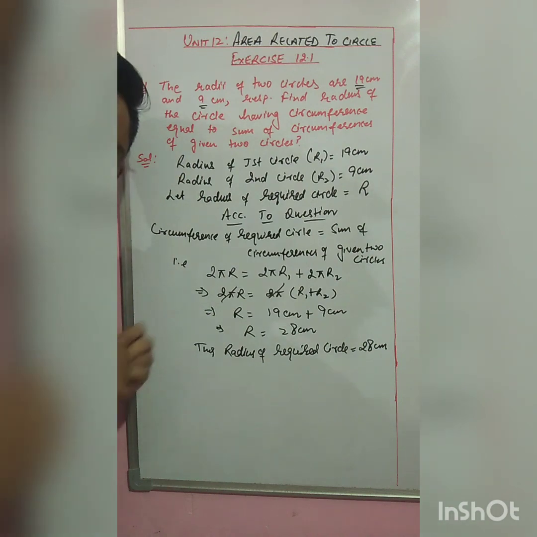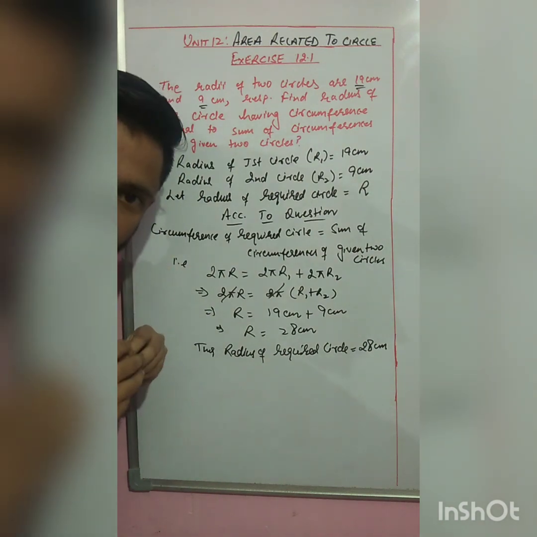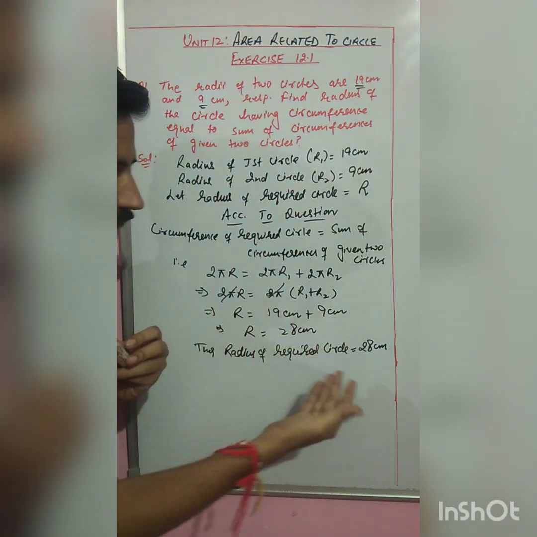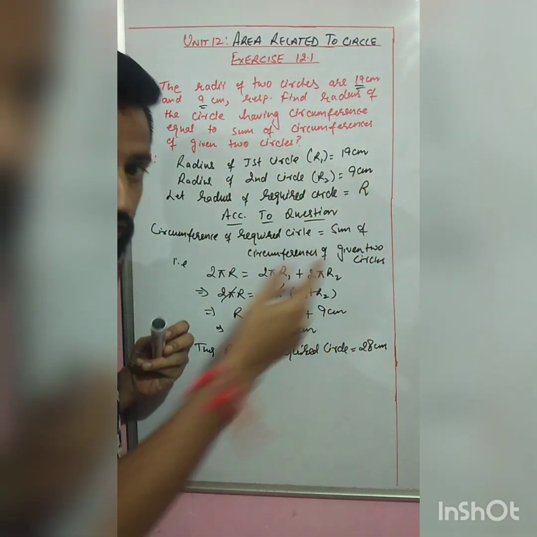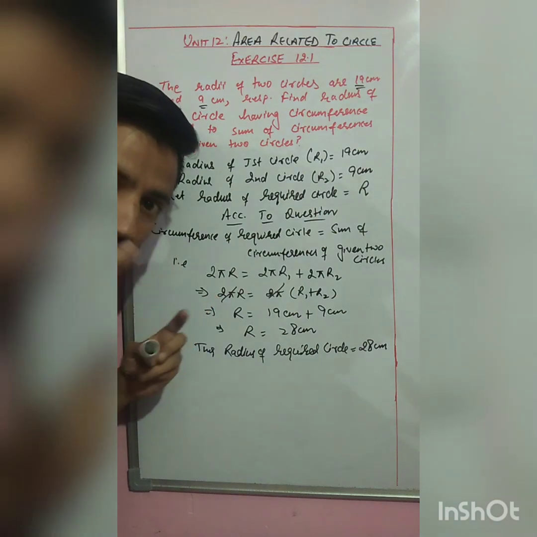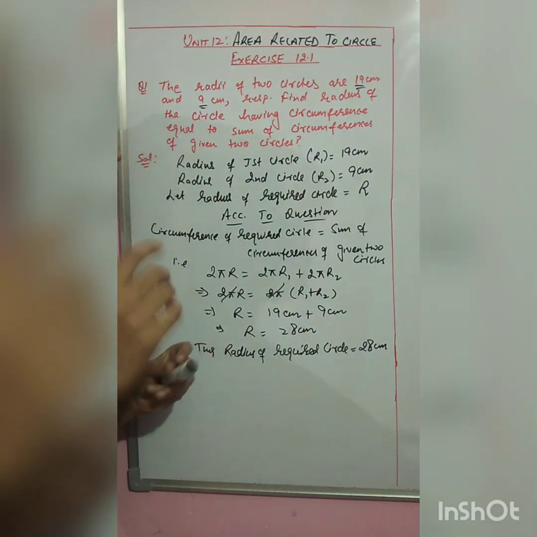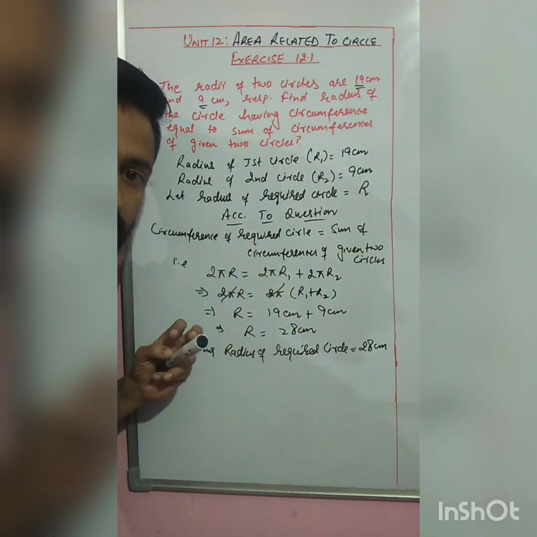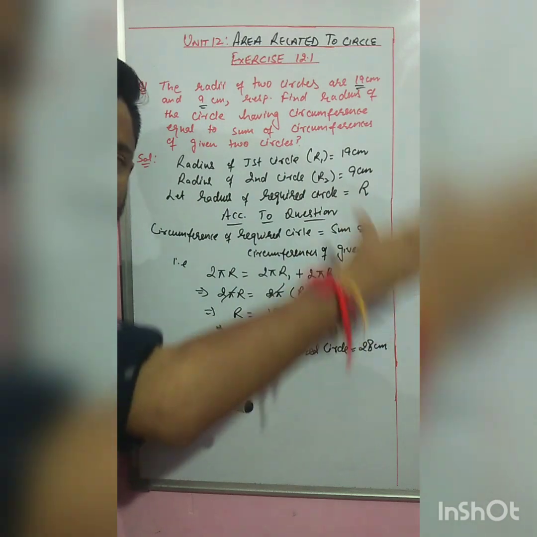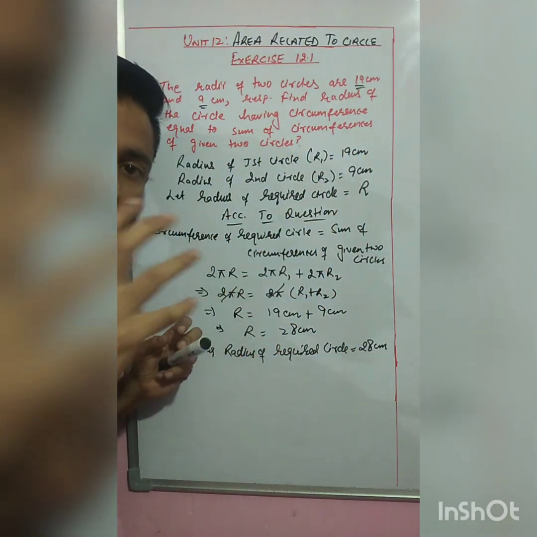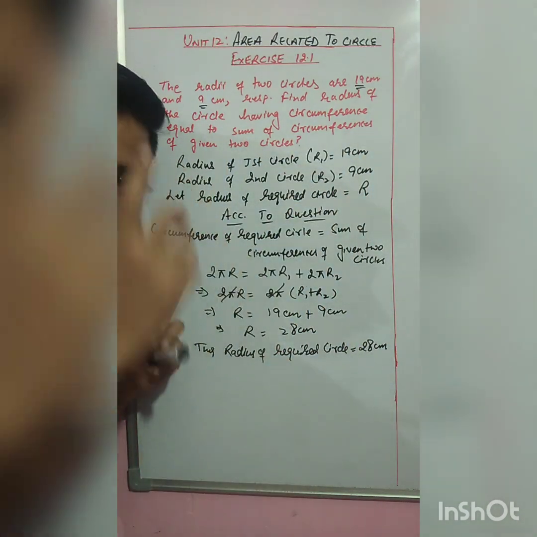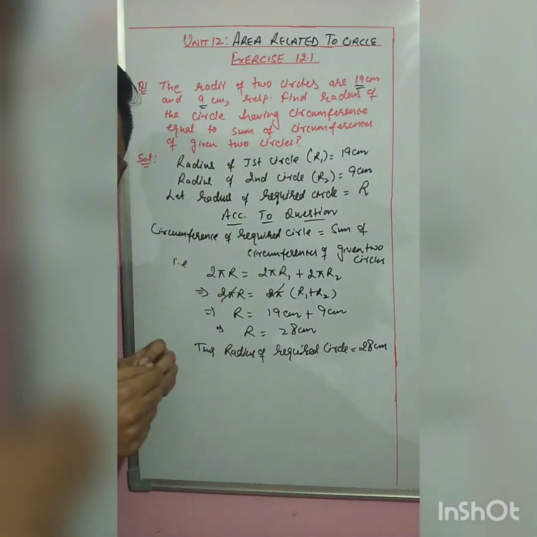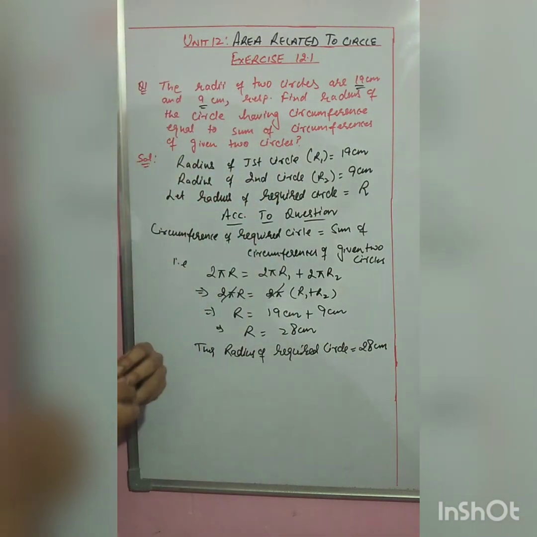That is, the radius of the circle which has circumference equal to the combined circumference of the two circles is 28, which is also the combined radius of both. So this is a concept to always keep in mind: if we take a circle whose circumference is equal to the combined circumference of two circles, then the radius of that required circle would also be the combined radius of the given two circles. Okay, so this is question number 1.